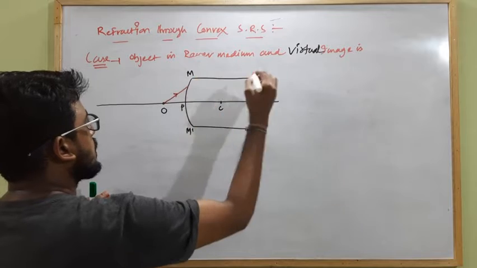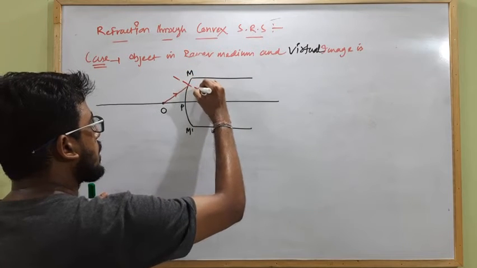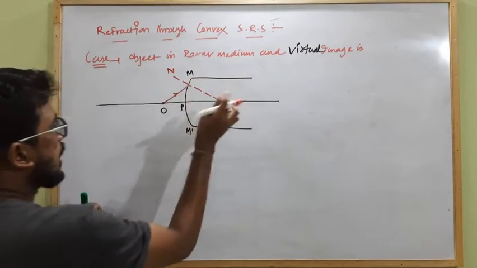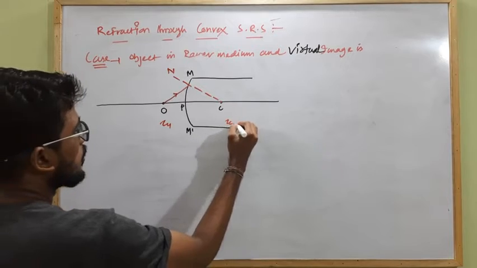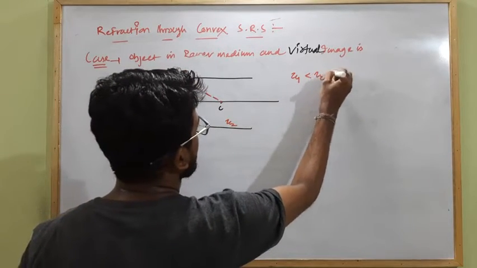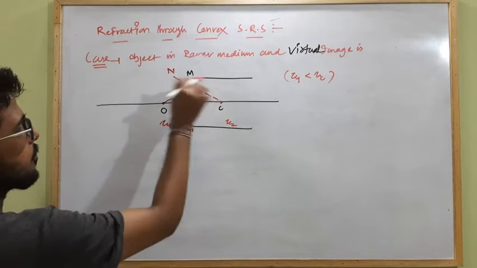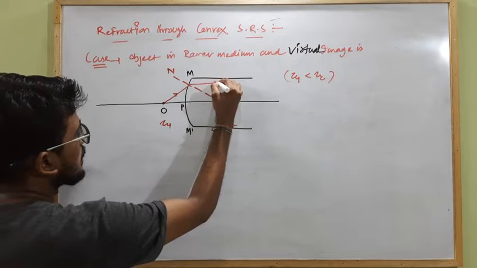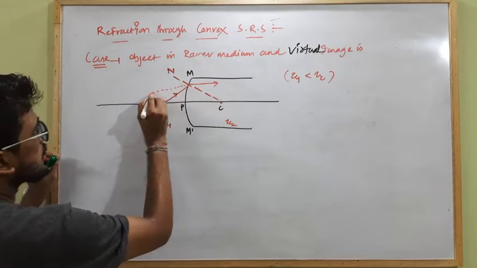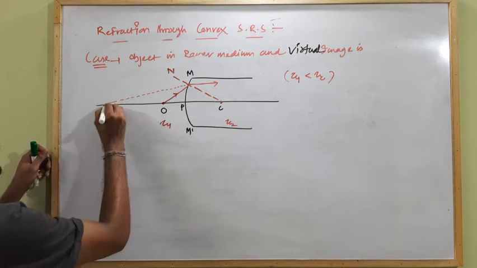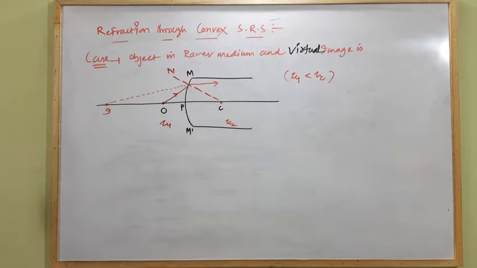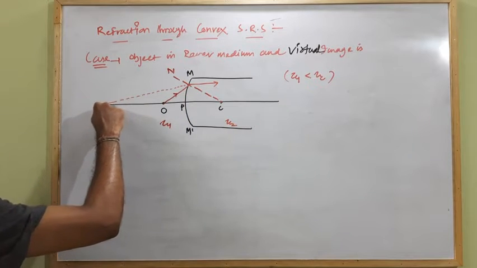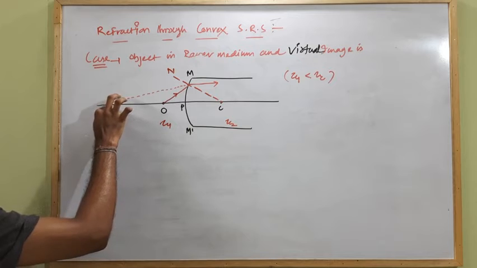It strikes here, and at the point of incidence, this is the normal, the radius of curvature NC. As it moves from mu1 to mu2, and here mu1 is less than mu2, so from rarer to denser medium, after refraction it will bend towards the normal, so it will bend like this and move along this direction. If I extend this backward, it will touch here. This is the image. Clear? The image is virtual because the refracted ray appears to diverge from this point; it does not really intersect the principal axis at this point.